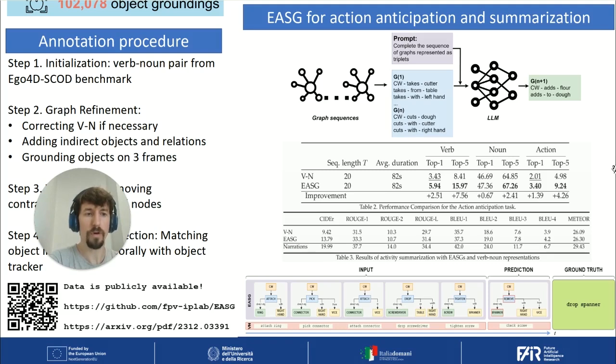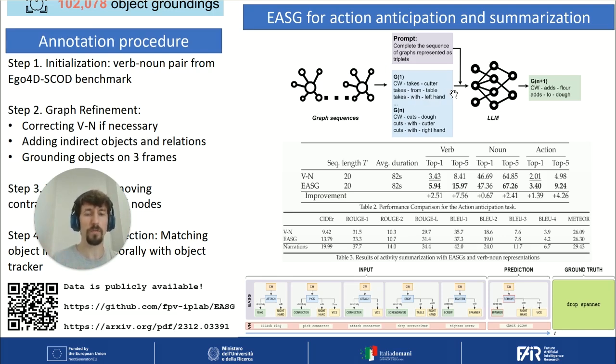Finally, we compare our representation of egocentric action scene graphs with a standard verb-noun representation for describing the human activities. We perform the experiments on 2 downstream tasks named action anticipation and long-form summarization. And for these experiments, we compare the sequences of verb-noun described in the long videos with the sequences of graphs represented as a set of triplets.